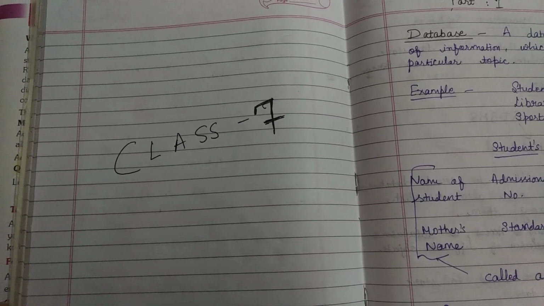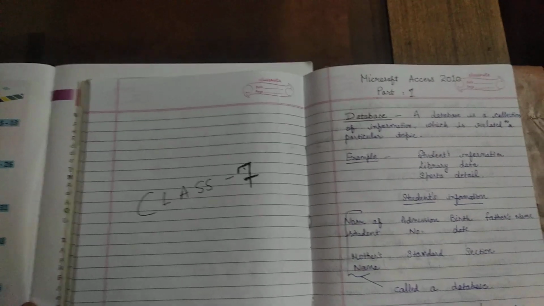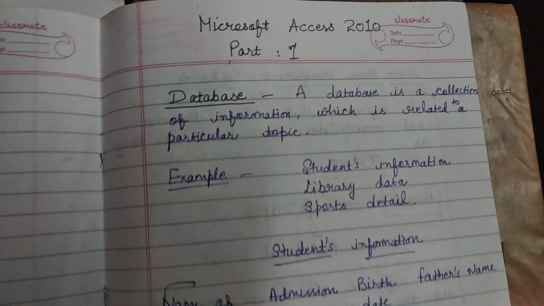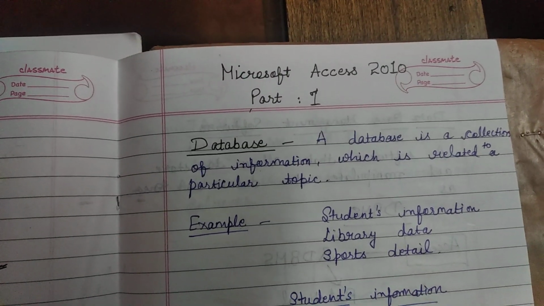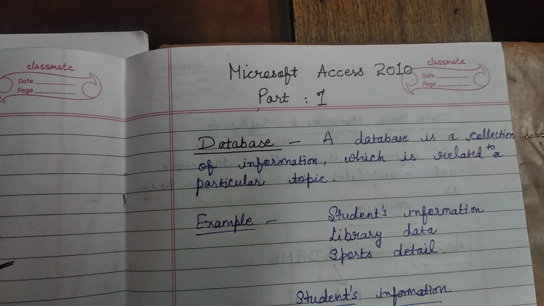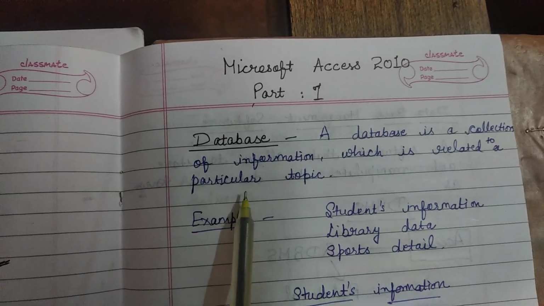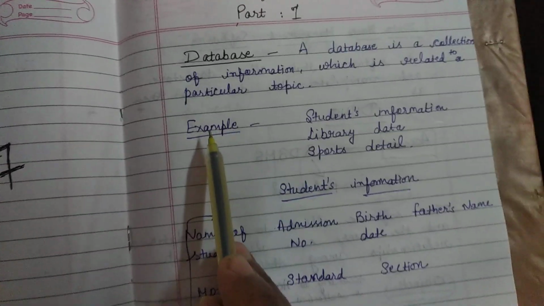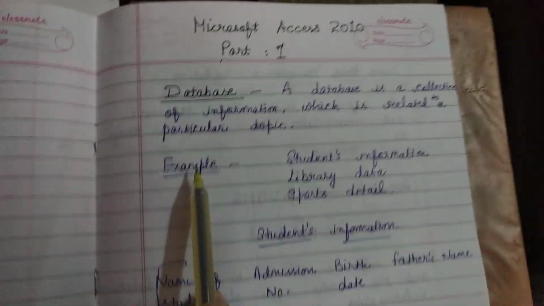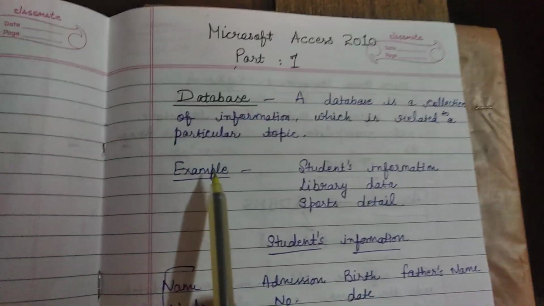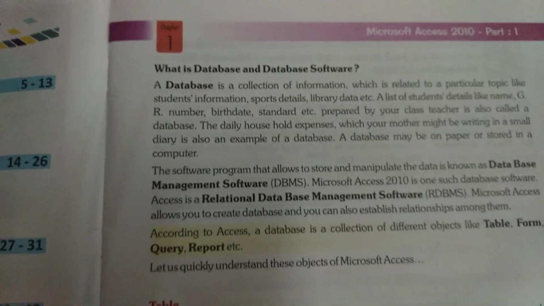Today we will start chapter 1, Microsoft Access 2010, part 1. This is our first chapter. In this, we will learn about the database. See, this is our book.